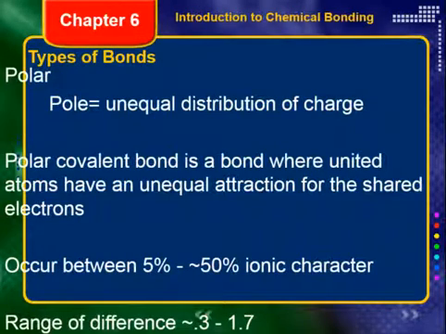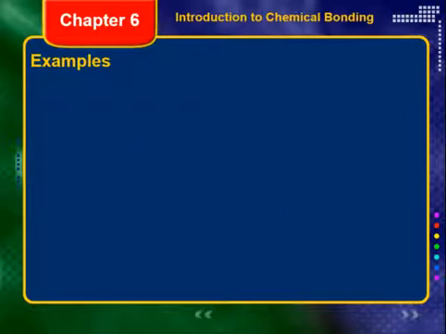And so you will be able to conclude that you're looking at a polar covalent bond if, when you calculate the electronegativity difference, you find a number somewhere in the range of 0.3 to 1.7. So if it's in that range, you can conclude that it's a polar covalent bond and that the percentage ionic character is somewhere between 5% and 50%. All right, let's look at some examples.